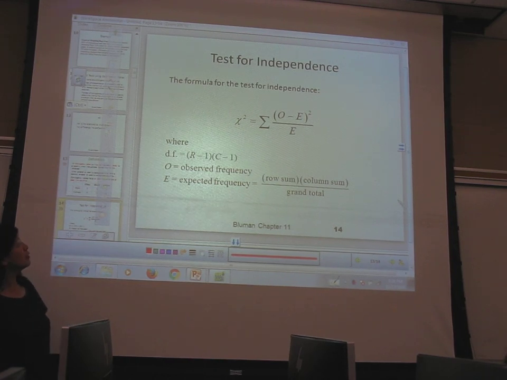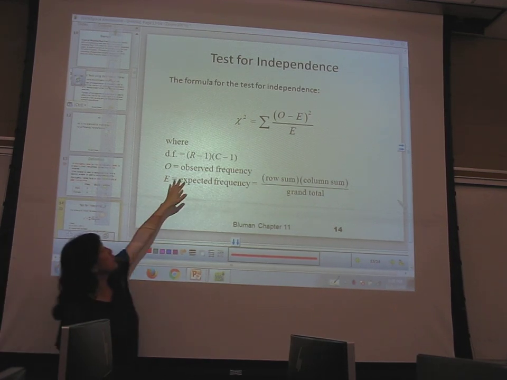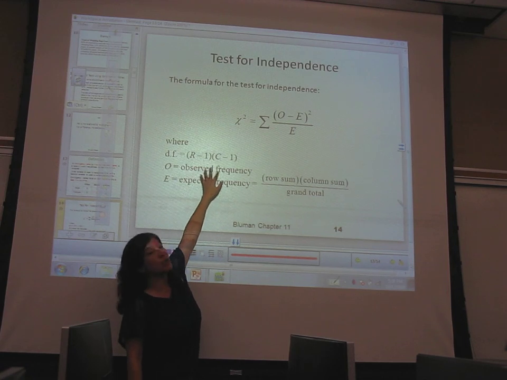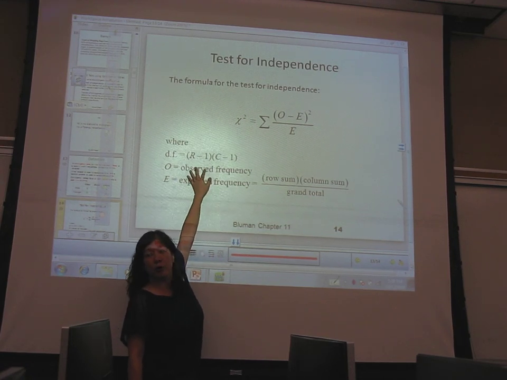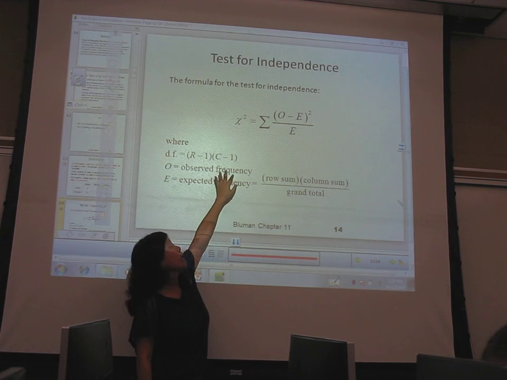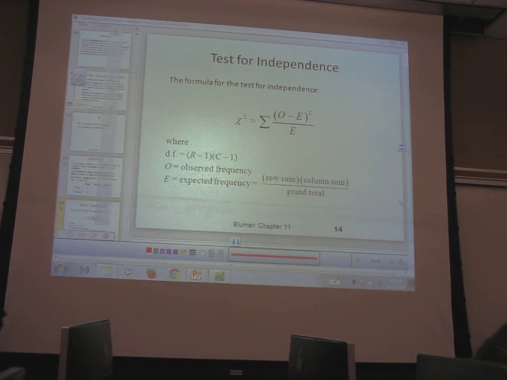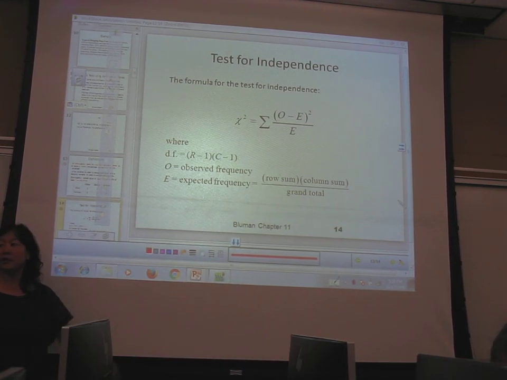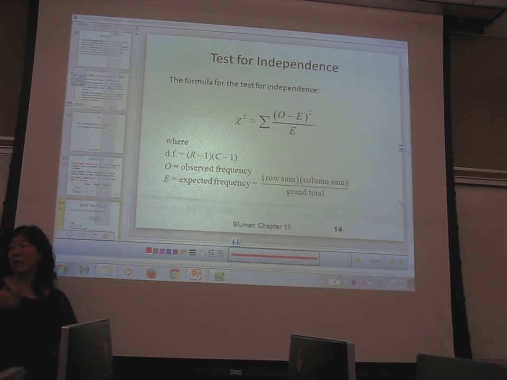Oh yeah, no. And then the other thing that's different is the degrees of freedom. It's row minus 1 multiplied by column minus 1. The number of rows you have minus 1 multiplied by the number of columns you have minus 1. Now the nice thing too is when you do this chi-squared test on your calculator, it will give you the degrees of freedom, so you can double check and make sure you did that right.